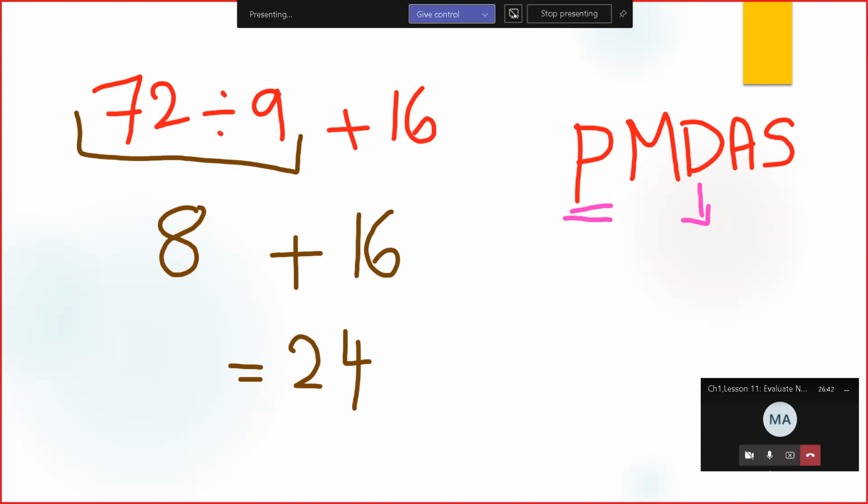The first step, do the numbers inside the brackets. The second step, multiply or divide. They have the same priority. Then the addition and subtraction. Be careful. If you add first, then you divide, you get another answer, and this is wrong. Got it, girls?